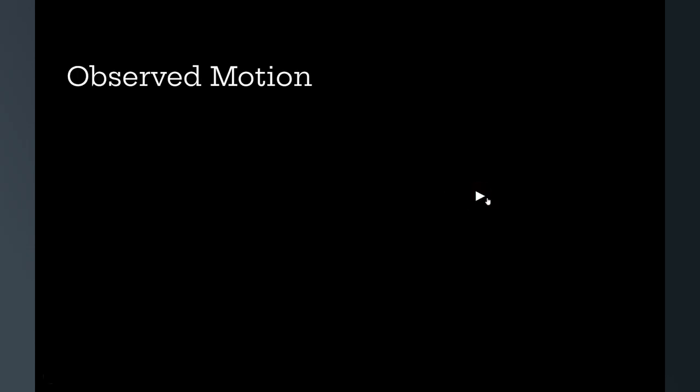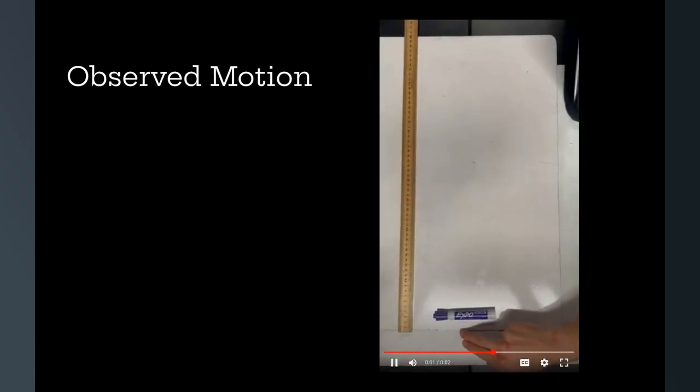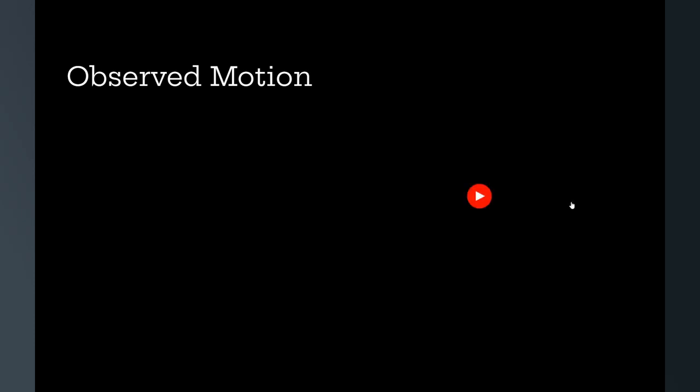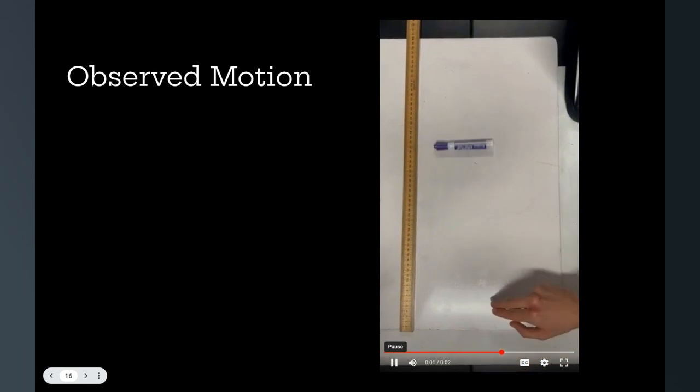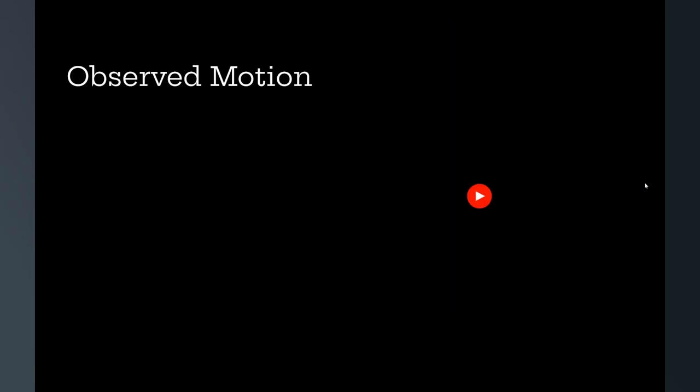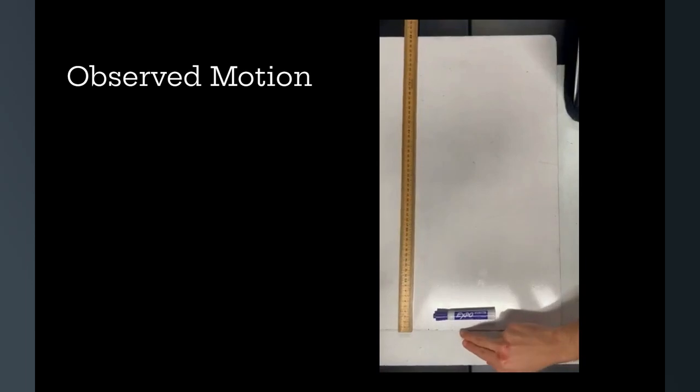Observed motion, here's the video of it. That wasn't too bad. Well, try that one more time. That's better. So we can tell that the marker moved at a constant velocity, or we can assume that the marker moves at a constant velocity and it rolled across the table. That is the video that we worked with in Tracker.